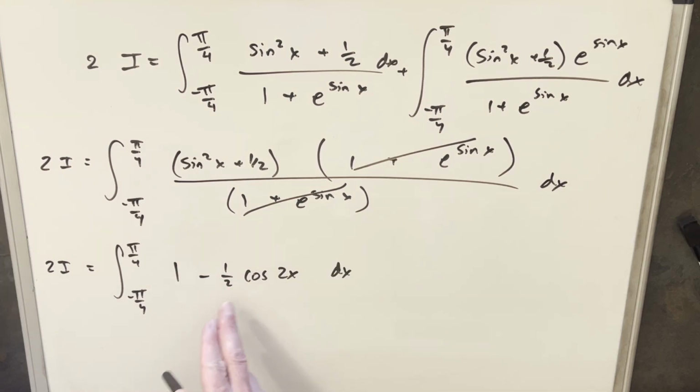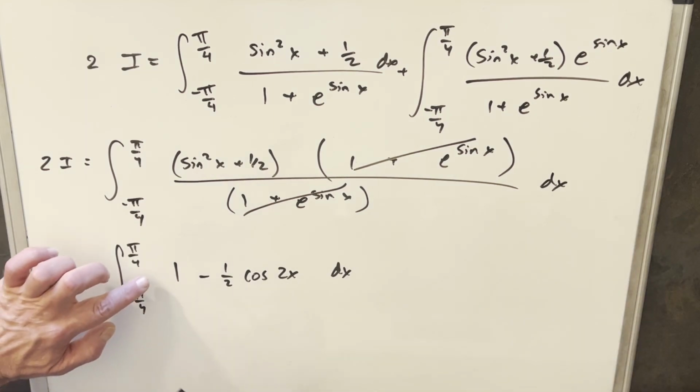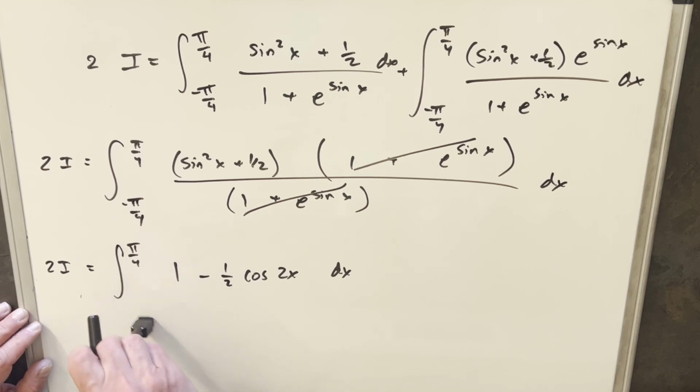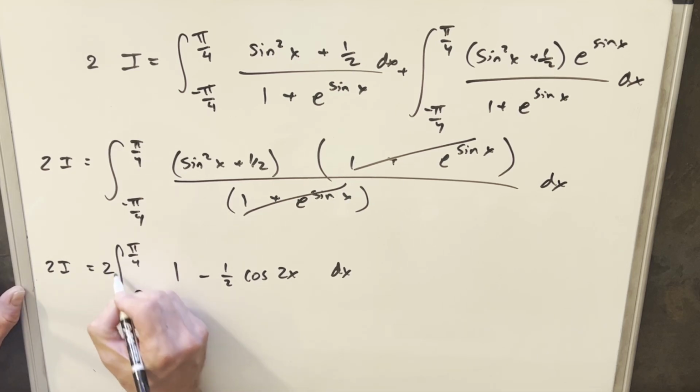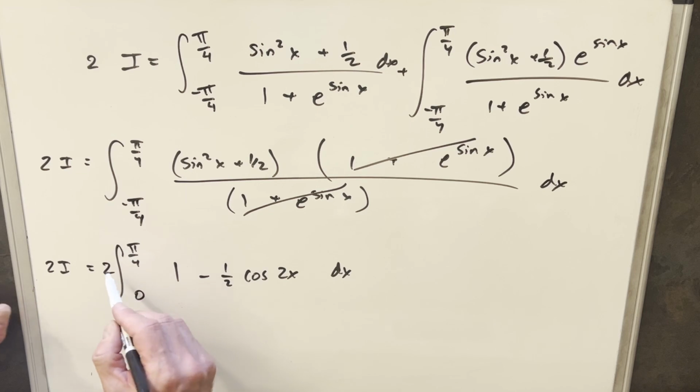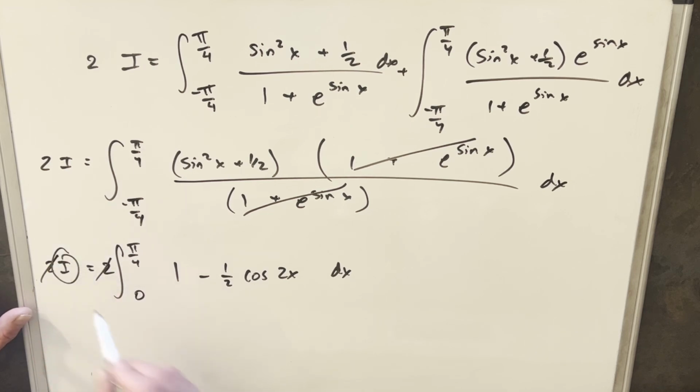One thing I can do before I integrate: cosine is an even function, so this whole thing is going to be an even function. And we have symmetric bounds, so I can change my lower bound to 0 and just bring a 2 out front. What that allows is that I can cancel this 2 with the 2, so now this integral is the same thing as our whole solution, and it simplifies a little bit.